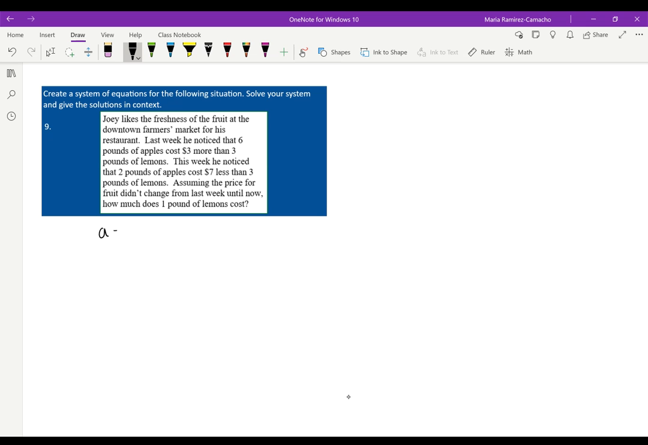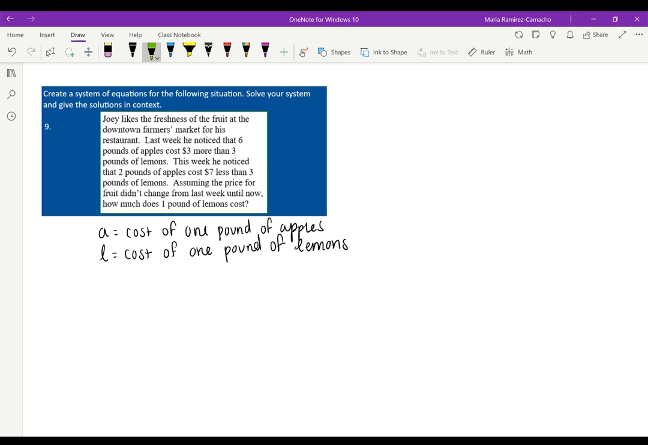I'm going to use A to represent the cost of 1 pound of apples. And I'm going to use a cursive L to represent the cost of 1 pound of lemons. I don't want to confuse an L with the 1 when I'm doing this work. That's why I'm writing it in cursive. Okay, now that we've got A and L, we need to create two equations that have A and L in it using the information from this problem.